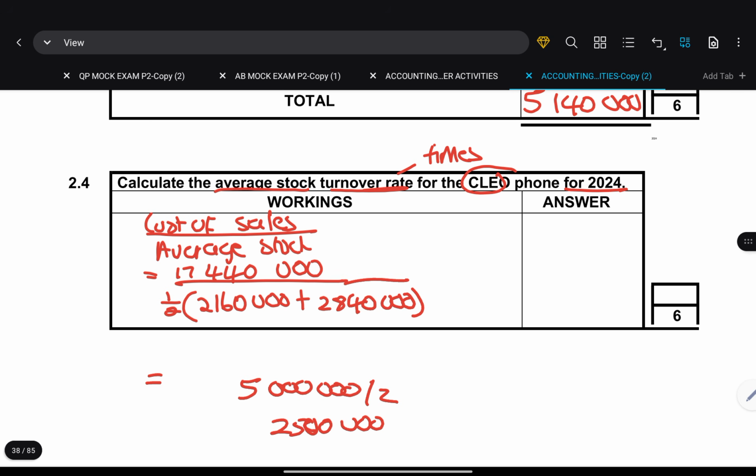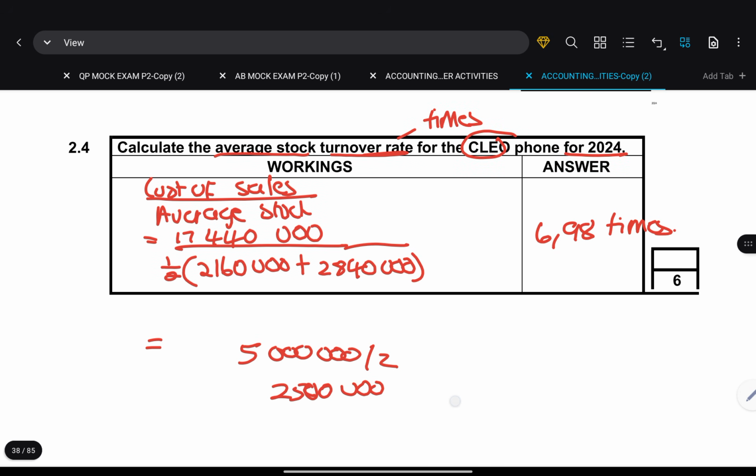So 17,440,000 divided by 2,500,000 gives us 6.98 times. So we'd have 6.98 times when you round off to 2. Okay, if they say round off to 1, it will be 7 times. Okay, so I hope this makes sense.